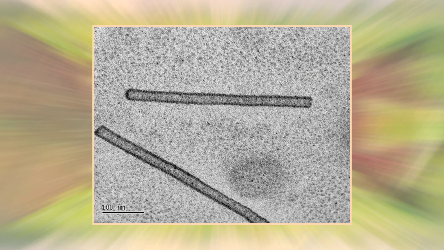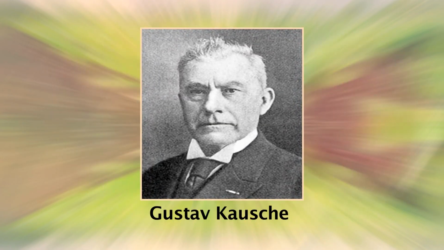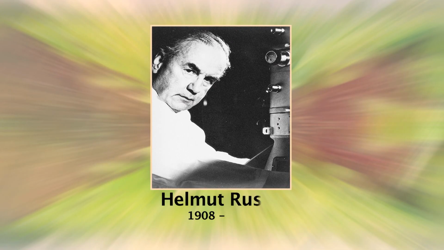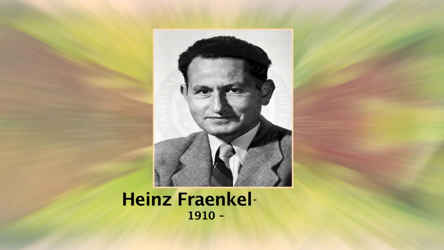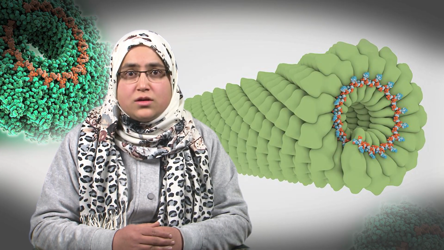The first electron microscopical images of tobacco mosaic virus were made in 1939 by Gustav Kausche, Edgar Pfankuch and Helmut Ruska. In 1955, Heinz Fraenkel-Conrat and Robley Williams showed that purified tobacco mosaic virus RNA and its capsid protein assemble by themselves to functional viruses, indicating that this is the most stable structure, the one with the lowest free energy.